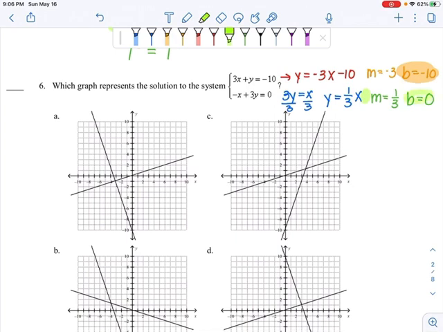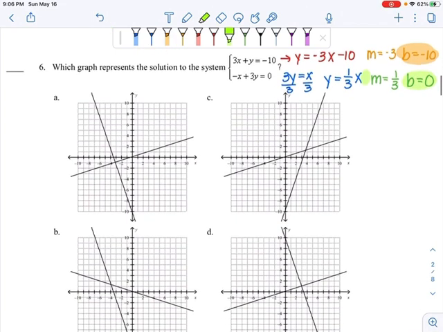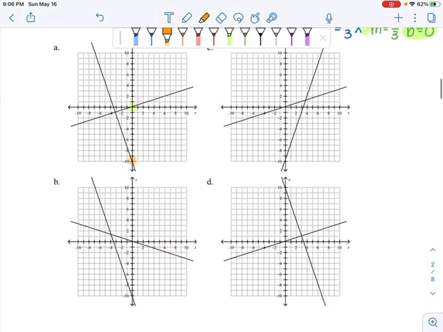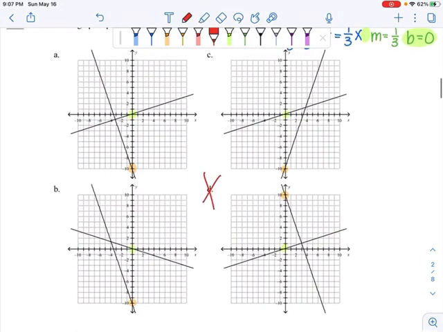If I look at A, both intercepts are at 0 and -10. For B, 0 and -10 as well. C, 0 and -10, but D is actually at +10 and 0. So right away, I can cross off D as an answer choice. Then we have to look at the slopes.